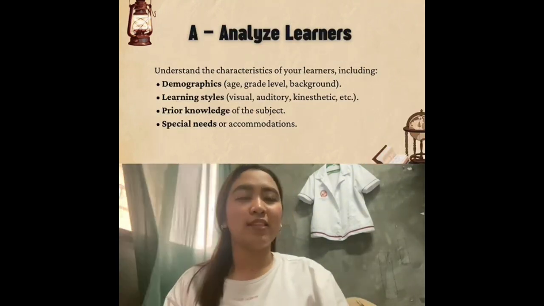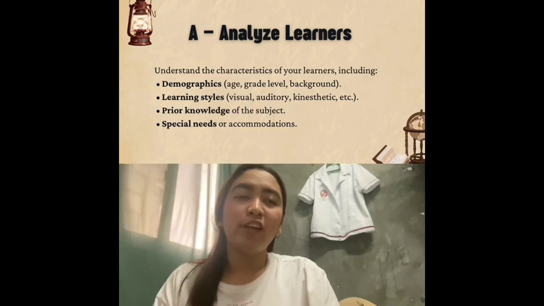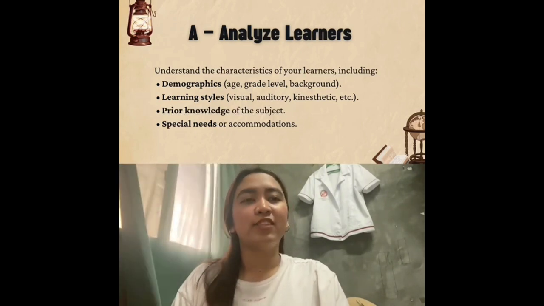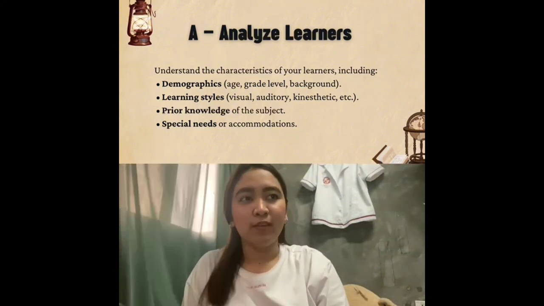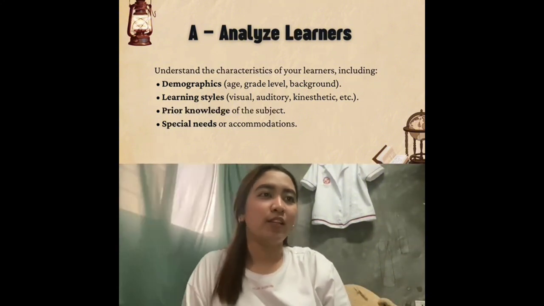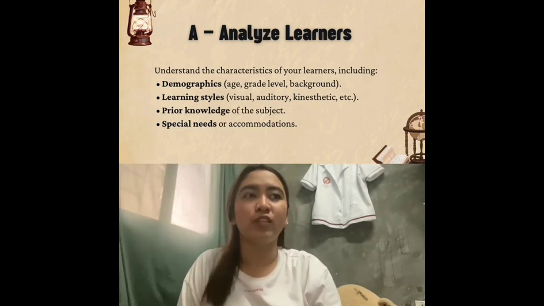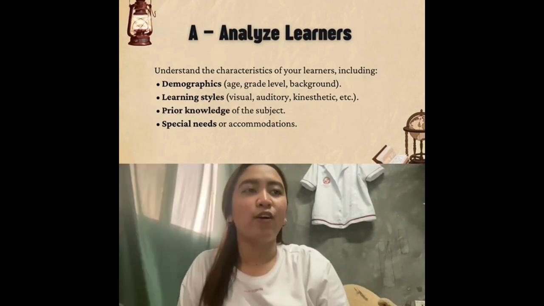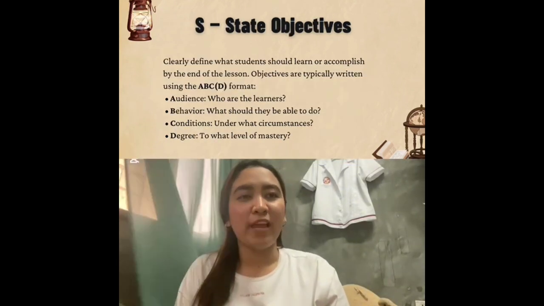Understand the characteristics of your learners, including their demographics, learning styles, prior knowledge, and special needs. Example in real time: during class orientation, the teacher surveys students' prior knowledge of welding using a quick verbal Q&A or a pre-assessment quiz. Next is state objectives.